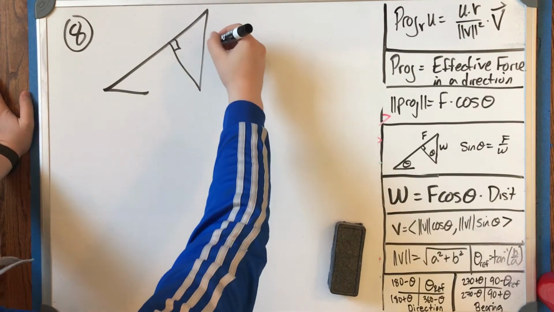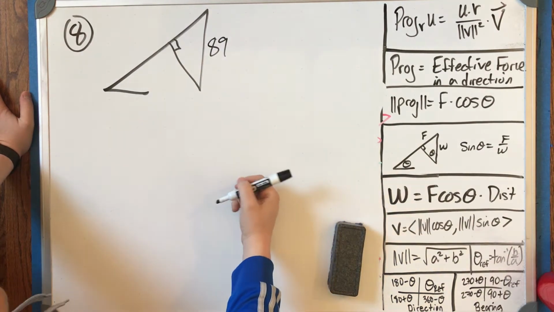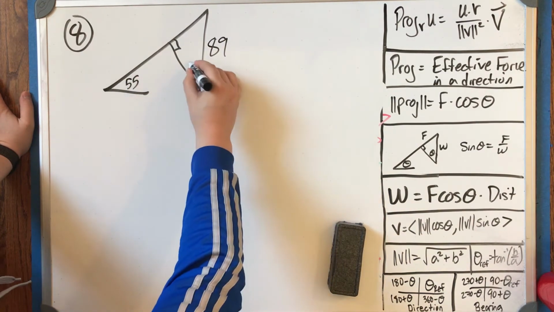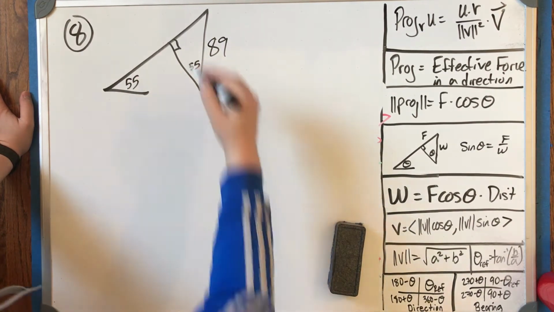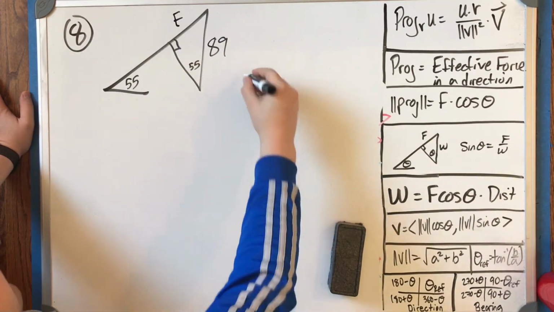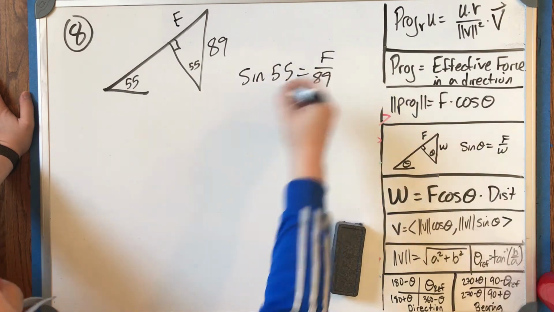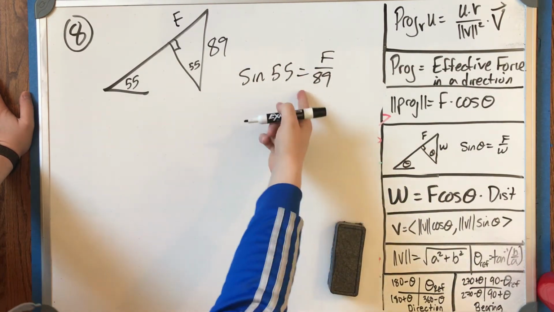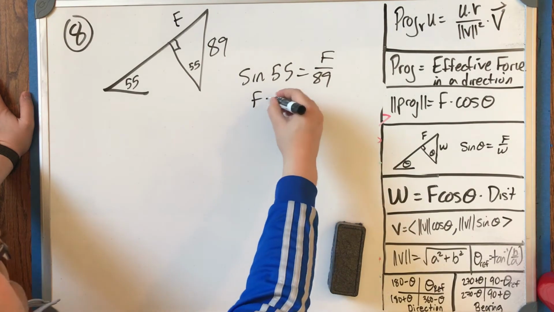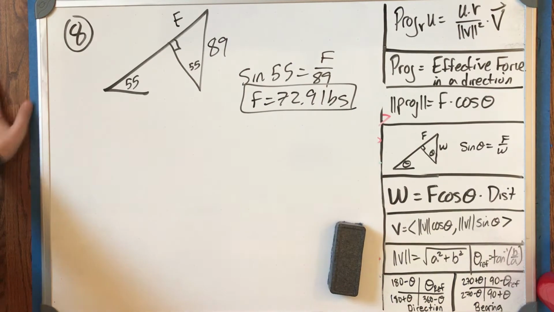Box, 89 pounds. Okay, so here's the weight going straight down on a ramp of 55 degrees, so this is going to be 55. What force is required to keep it from sliding down? So here's my setup. I just have sine 55 equals force over 89. Multiply 89 times sine 55 in the calculator. The force is going to be 72.9 pounds. Done.